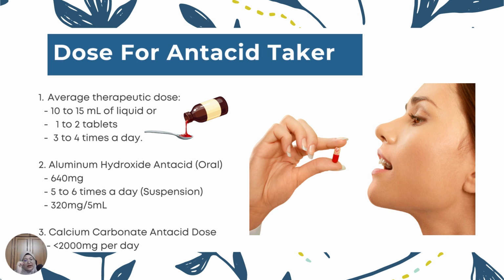The second one is aluminum hydroxide antacid, for oral use only. 640 mg, 5 to 6 times a day as a suspension, and 320 mg over 5 ml. So you need to calculate later. The third one is the calcium carbonate antacid dose: less than 2000 mg per day. So do not exceed that.